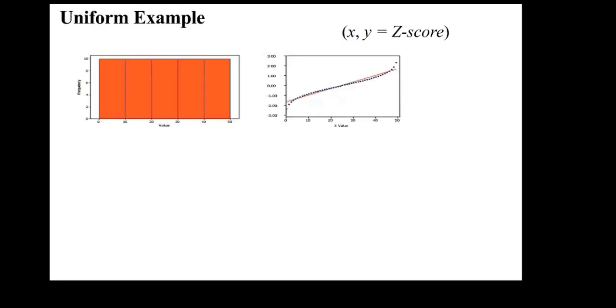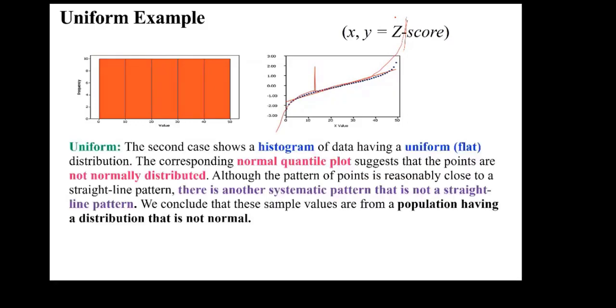Here's another example. It's a uniform example. If we come up with the normal plot, we notice that there is a pattern. There seems to be a pattern that continues here, but it's definitely not linear. Uniform: the second case shows a histogram of data having a uniform, flat distribution. The corresponding normal quantile plot shows that the points are not normally distributed. Although the pattern of points is reasonably close to a straight line pattern, there is another systematic pattern that is not a straight line pattern.